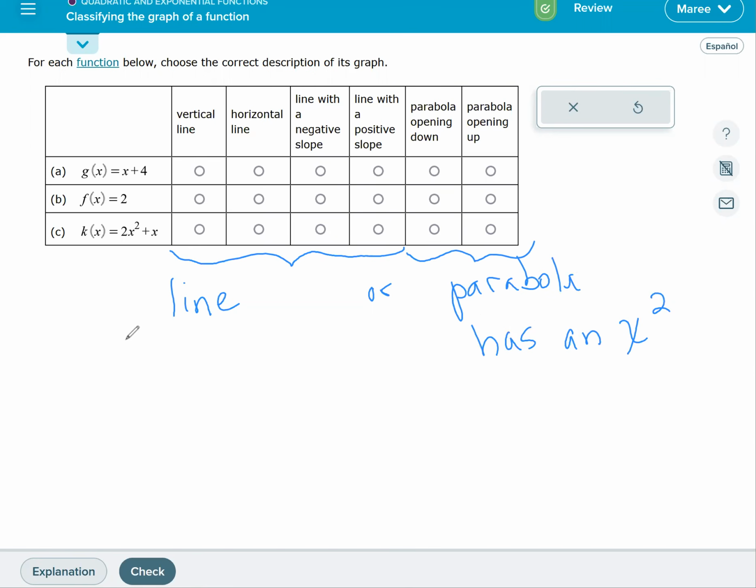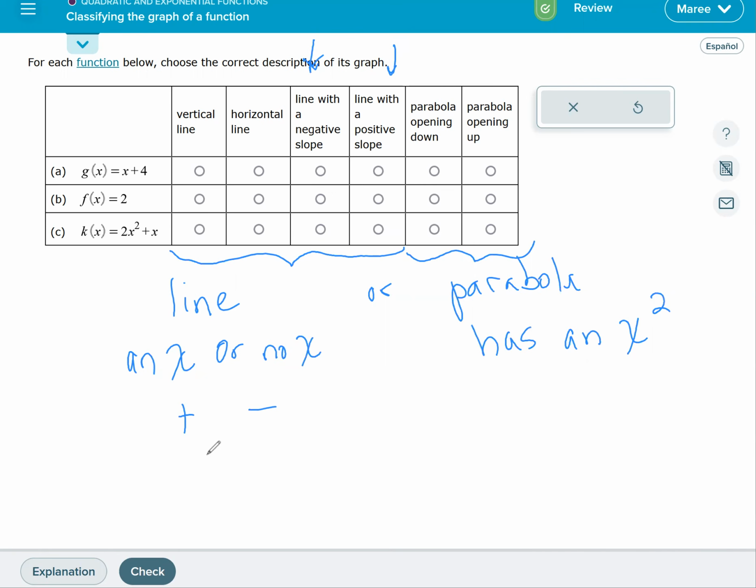If the equation has an x or even no x, like it does in B, it's a line. The slope is the number in front of your x. If it is positive, then it would be a line with a positive slope, which is the fourth column. If it is a negative slope, it'll be a line with a negative slope.